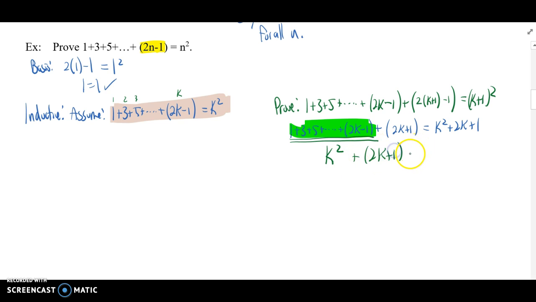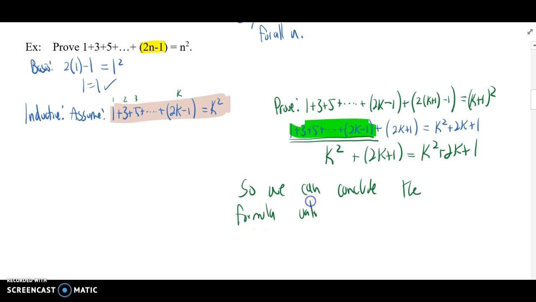Plus 2k plus 1 equals the right side. We're not changing that at all. And as we compare the left side to the right side, they're exactly the same. So we can conclude now the formula is valid not just for k, but for all values of n.